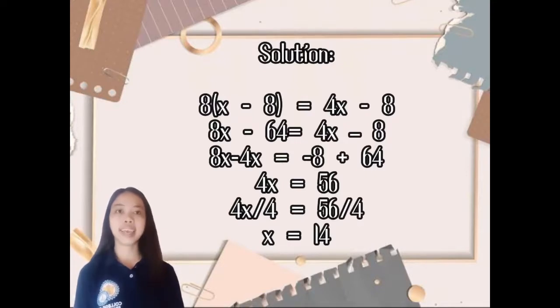And the solution is 8 times the quantity of x minus 8 equals 4x minus 8. And 8 times the quantity of x minus 8 is 8x minus 64 equals 4x minus 8. And now, 8x minus 4x is equal to negative 8 plus 64. So 8x minus 4x is 4x, and negative 8 plus 64 equals 56. So 4x equals 56, divide both sides by 4, which is x equals 14.